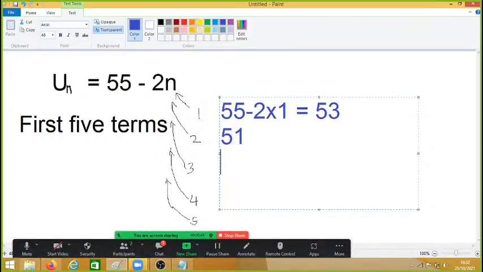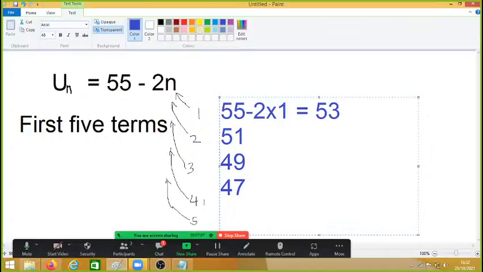Did I make a mistake somewhere? That's 50 there. 47, 44. No, sorry, I'm thinking of the formula we had before. So this is take away 2n, so 2 times 1. So that's 51, 49, 47.